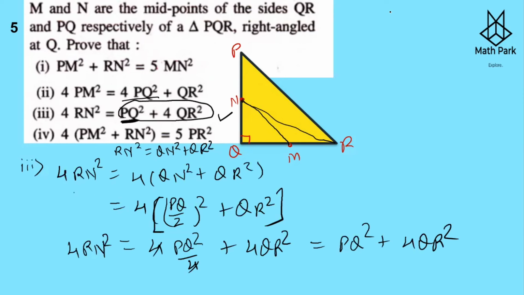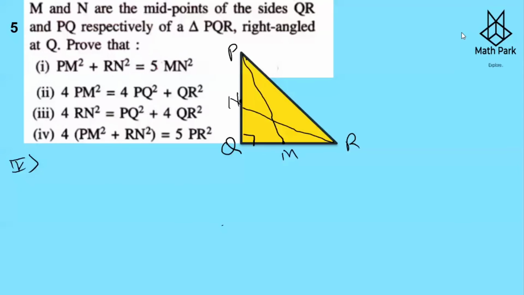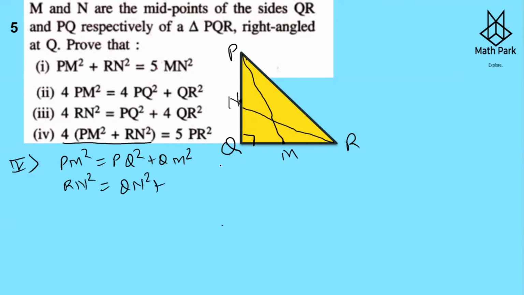Let us start with the fourth one. So we take the left-hand side. Now we have PM square is equal to PQ square plus QM square, and we have RN square is equal to QN square plus QR square. Now we will be substituting these, obtaining everything in terms of PQ and QR, because we have to prove here PR square.